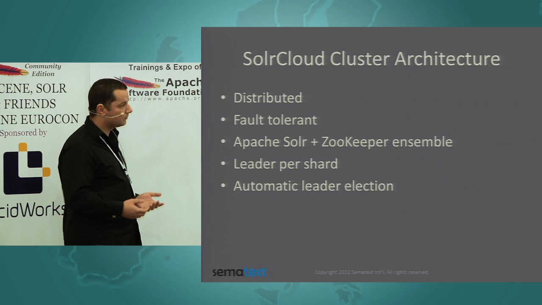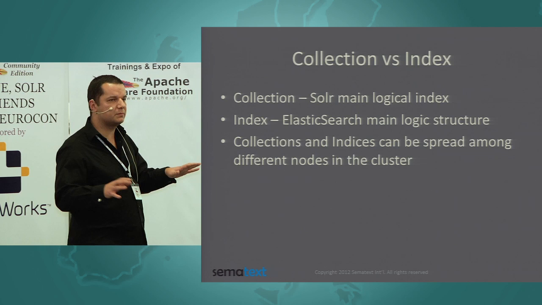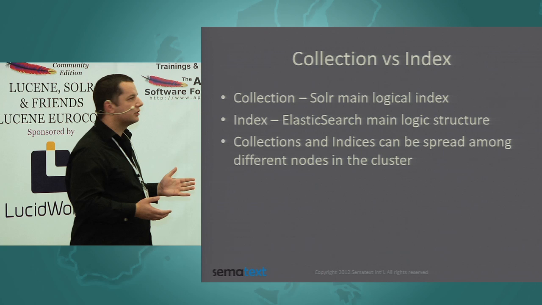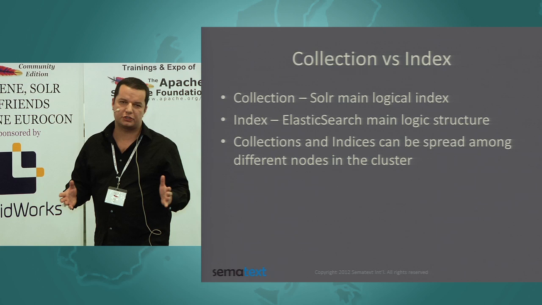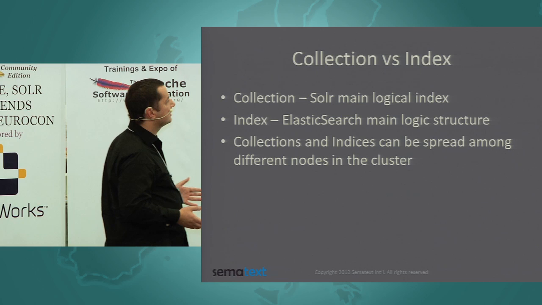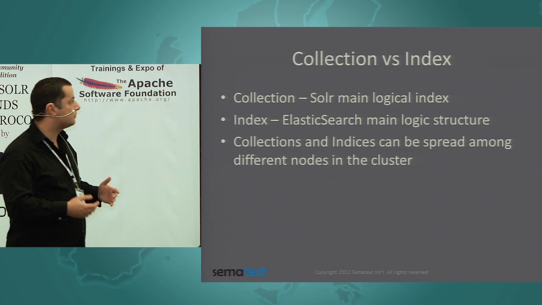Before going into much more specific details, I would like to say a bit about the index or collection architecture. In Solr, we have a collection. It's the main logical index that can be spread among different shards, right? In ElasticSearch, almost the same thing is called an index. It also has shards, replicas, and stuff like that. Collections and indices can be spread among nodes in the cluster to create a distributed environment.